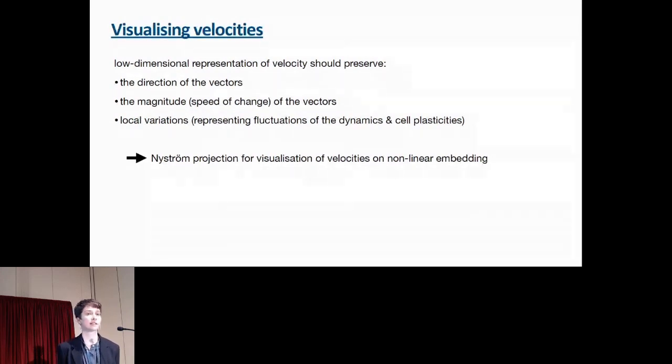And then lastly, we're also interested in looking at local variation. We're analyzing individual cells because we also want to see how these individual cells change, and we don't want to only look at average trends because it also represents, for example, fluctuations of the dynamics or also cell plasticity. And without wanting to go into too much detail, we suggested that the Nystrom projection method, a method that already exists to project new states onto an existing low-dimensional embedding, actually much better preserves all of these aspects to integrate the velocities onto a nonlinear embedding.